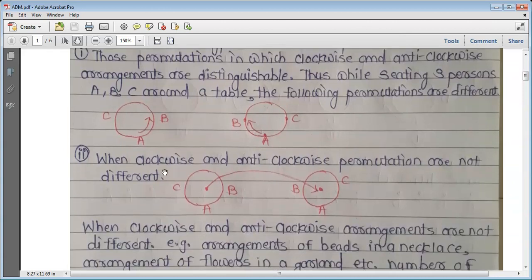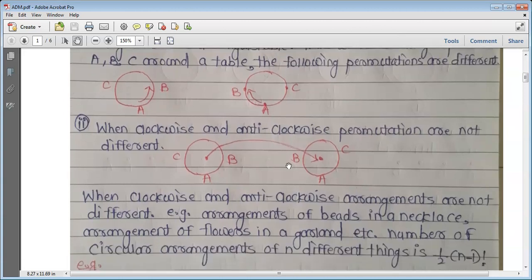Now, in the second case, clockwise and anti-clockwise permutations are not different. In the first case, clockwise and anti-clockwise permutations are different. In the second case, they are the same. Okay, ABC or ACB, both are the same. When clockwise and anti-clockwise arrangements are not different, that is, both are the same, we get the arrangements of beads in a necklace, or the arrangement of flowers in a garland. Garland is nothing but the mala.